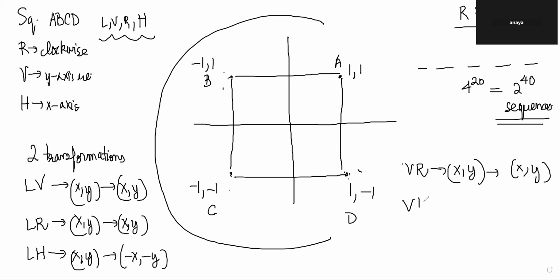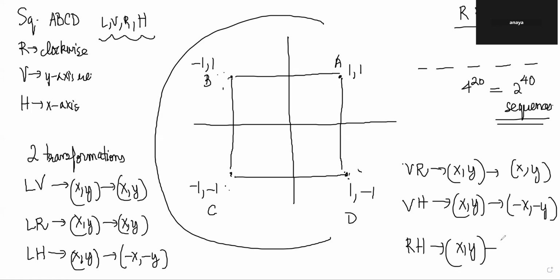Then there is VH. V will take it here. H will bring it here, right? XY goes to minus X minus Y. And finally, there is RH. So R will clockwise rotate it to here and H will reflect it here, right? Do you understand what I'm saying?